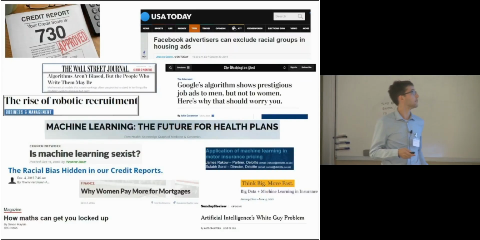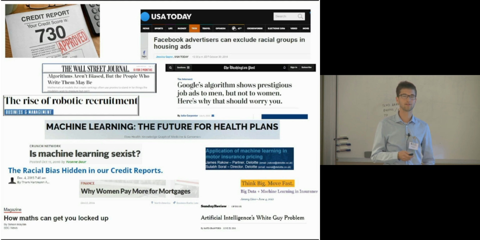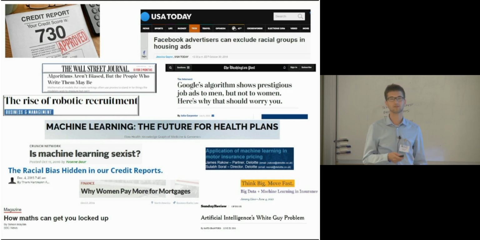Okay, so machine learning is increasingly influencing sensitive decisions about individuals in domains such as housing, education, employment, and criminal justice. And while machine learning has the potential to substantially improve the quality of predictions in these areas, these decisions can have a significant impact on people's lives.